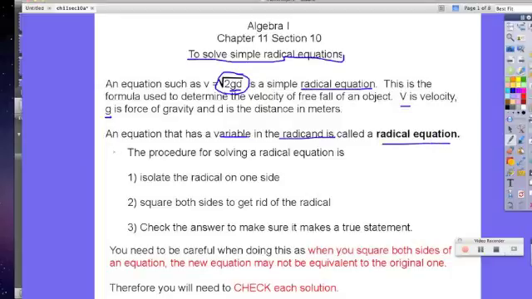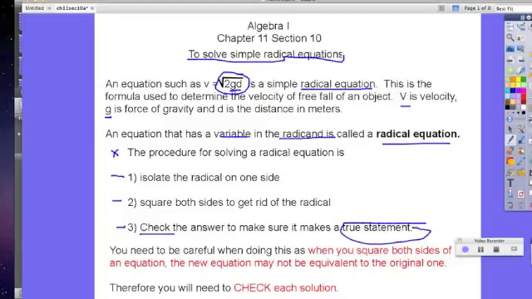Here's the procedure for solving radical equations. 1. Isolate the radical on one side. Get it by itself. 2. Square both sides to get rid of the radical. And 3. Check the answer to make sure it's a true statement.